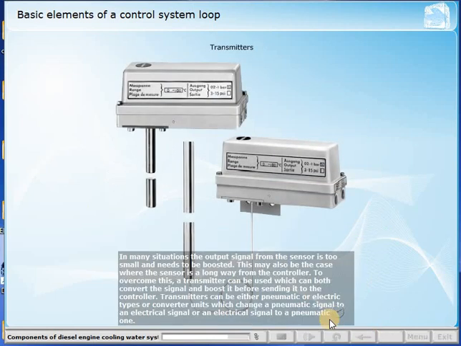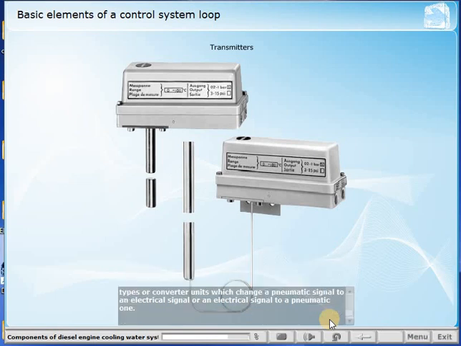In many situations, the output signal from the sensor is too small and needs to be boosted. This may also be the case where the sensor is a long way from the controller. To overcome this, a transmitter can be used, which can both convert the signal and boost it before sending it to the controller. Transmitters can be either pneumatic or electric types, or converter units which change a pneumatic signal to an electrical signal, or an electrical signal to a pneumatic one.